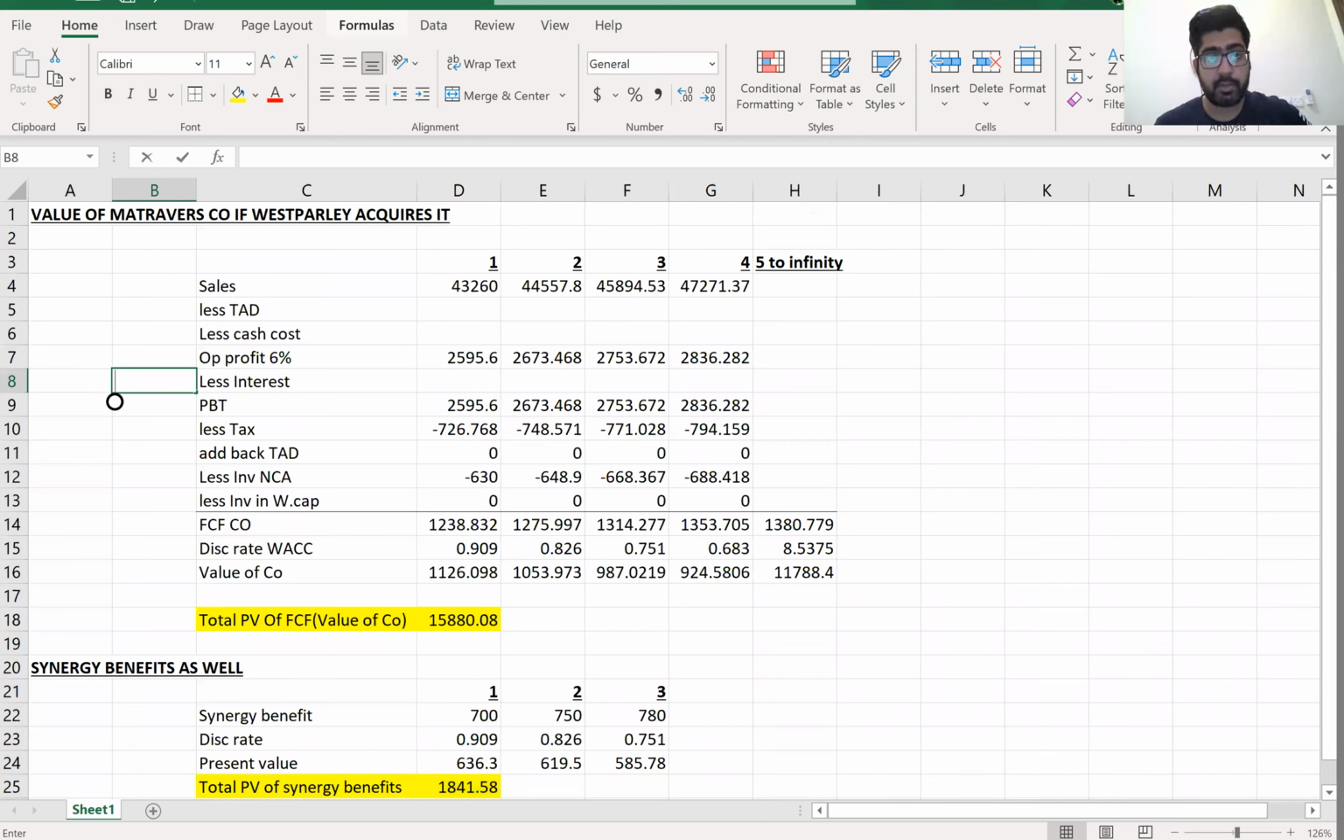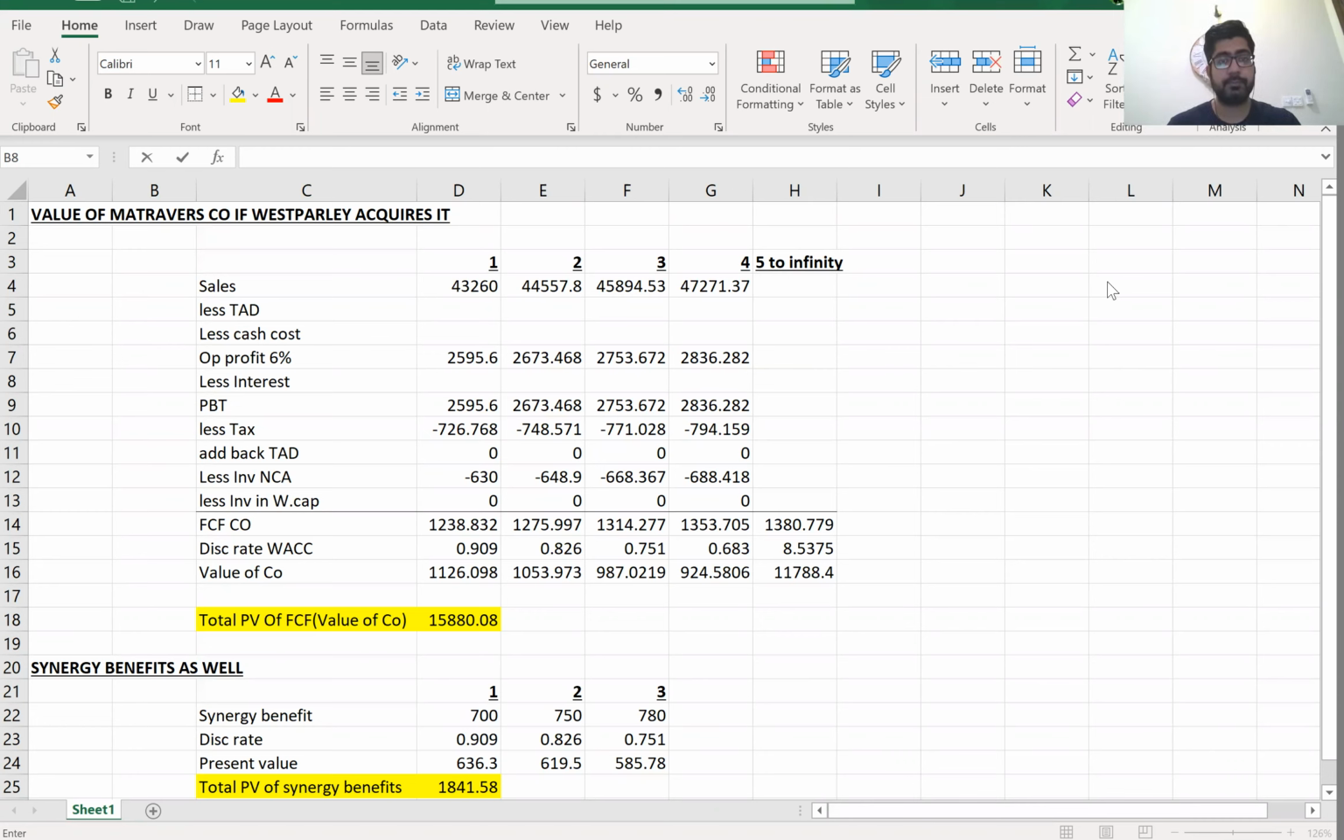Again, my requirement is not over yet, but I want you to concentrate. The question is asking additional value for WESTPARLEY shareholders if they acquire Matraverse. If they acquire Matraverse, they get Matraverse, the future company. So the present value of future FCF, the value 15880, plus they get the synergy benefits 1845, 1841.